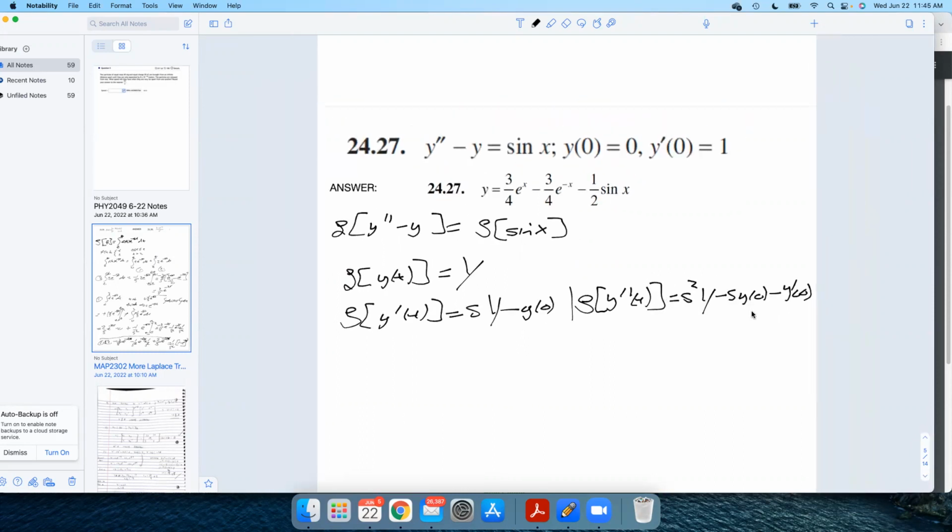Okay, so let's plug all that into our DE, the left side. I'm going to get s squared capital Y minus s y of 0. I'm going to write all this out in all its glory for now. Minus that right there, is the Laplace transform of y double prime. Minus Laplace transform of y. So I distributed here. The Laplace transform is a linear operator. I can distribute. Laplace transform of little y is just capital Y.